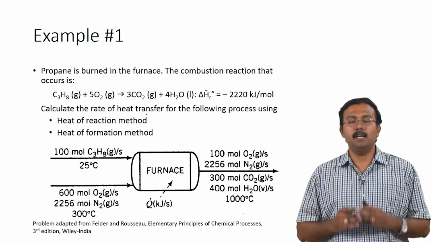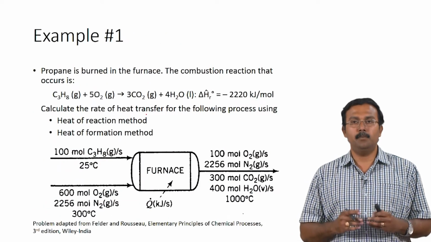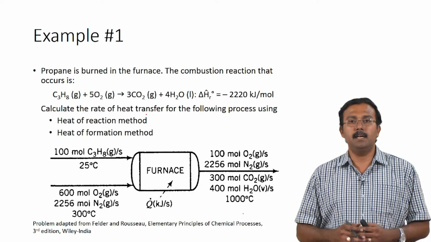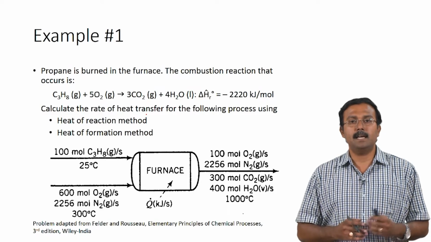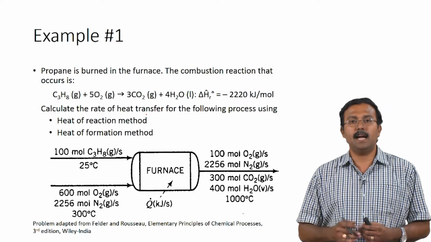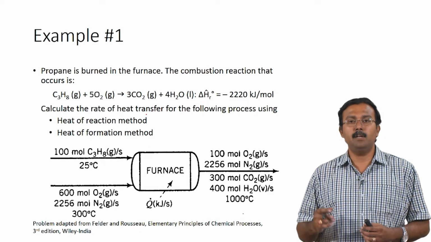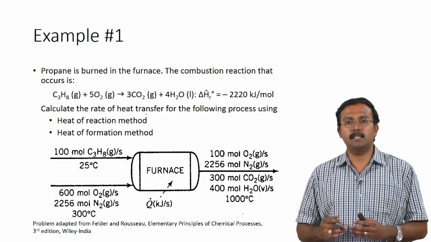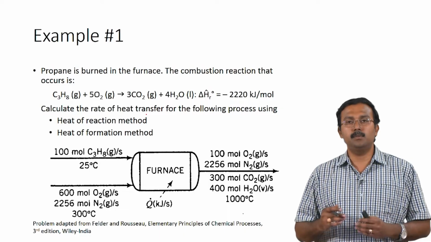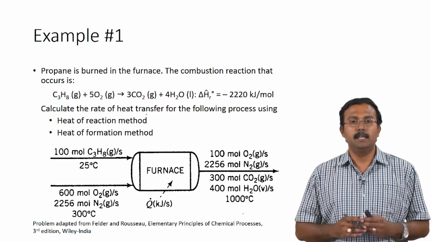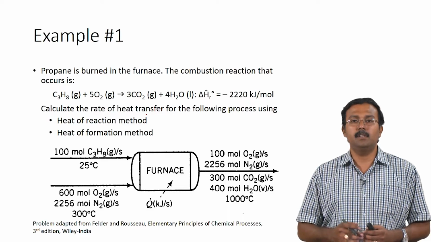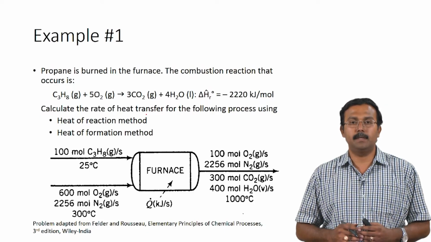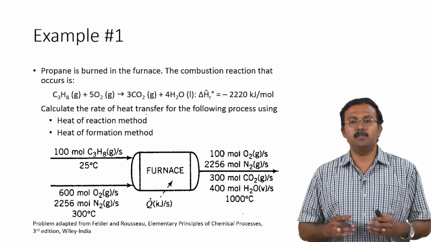we are looking for. So, here is an example problem where we have been asked to perform energy balances for a reactive system. Propane is burnt in the furnace. The combustion reaction which occurs is propane gas reacts with oxygen gas to form carbon dioxide gas and water liquid, and for this reaction you have the heat of reaction which is given as minus 2220 kilojoules per mole. You are asked to calculate the rate of heat transfer for the following process using heat of reaction method and heat of formation method, and the flow chart gives all the details.